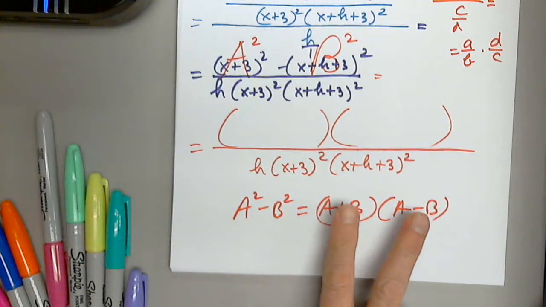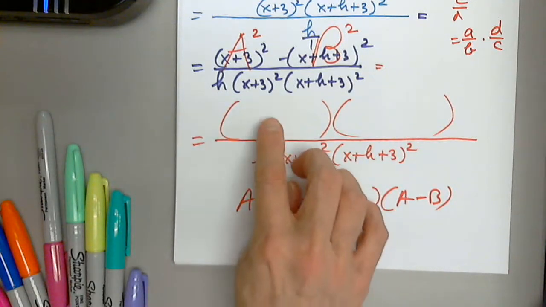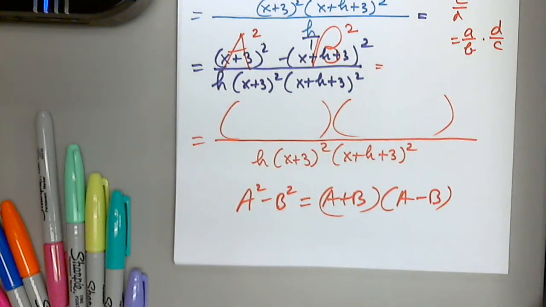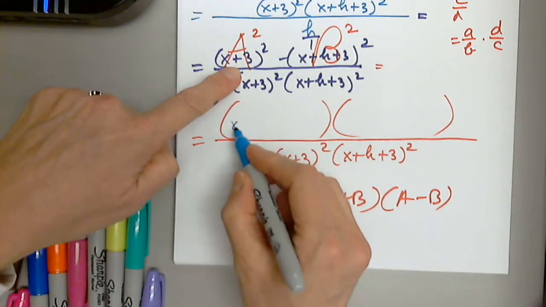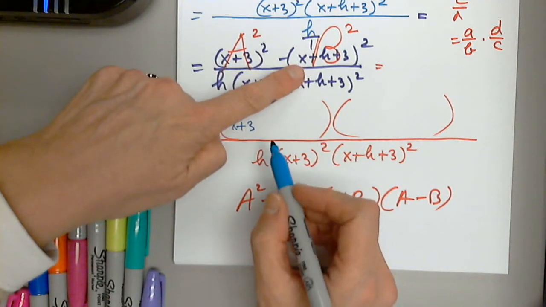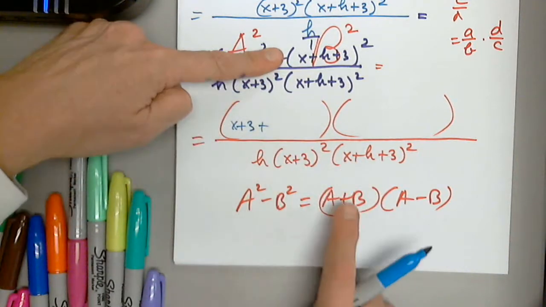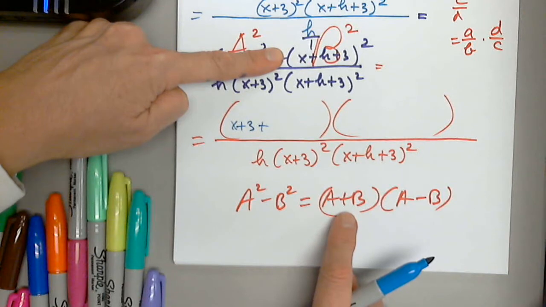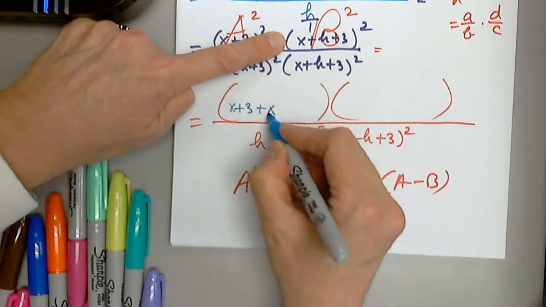I just have to fill them in here. So can anyone give us the first one? Let's say the first one is with plus. What should I write? X plus 3. Awesome. Plus h. Very good. No, when we have plus, we have plus. We're adding them, right? We're doing this: x plus h plus 3.